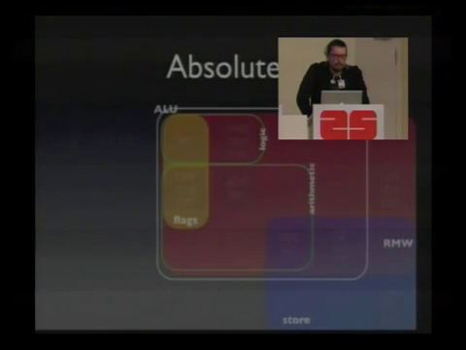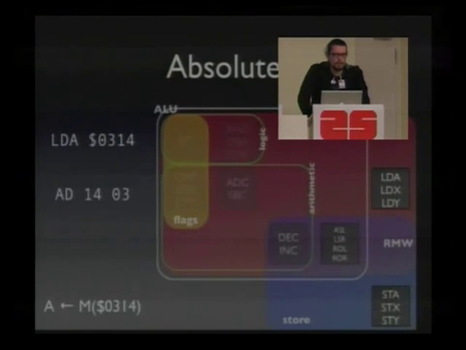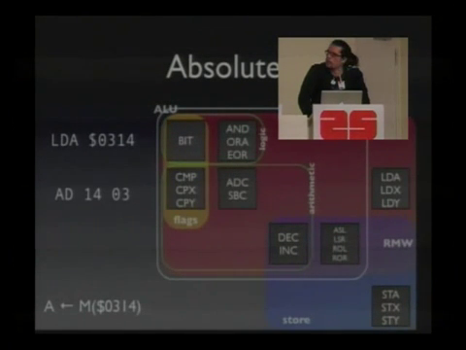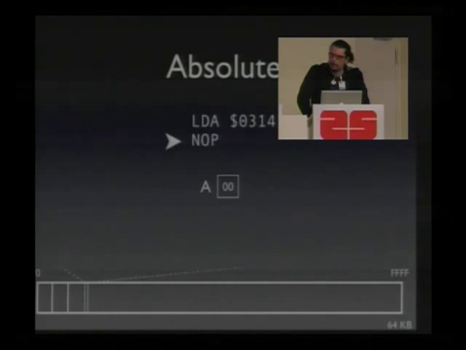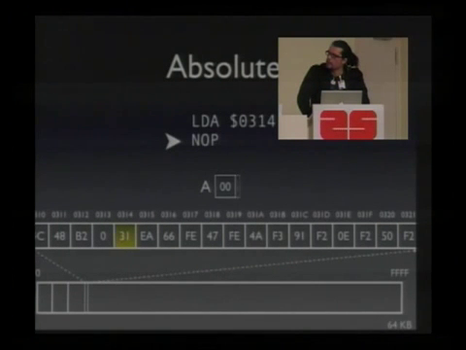Absolute addressing is a memory read, so I have a 2-byte, 16-bit operand, so it's encoded with these 3 bytes, as you can see there. And what happens there, I read from 314, it looks into memory, looks at the address 314, reads it into the accumulator.